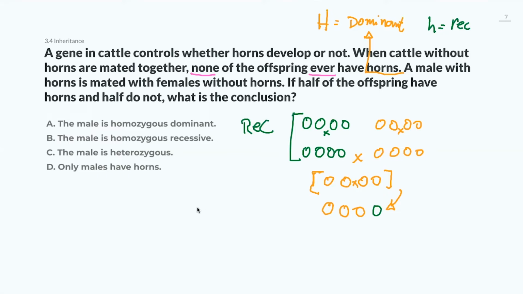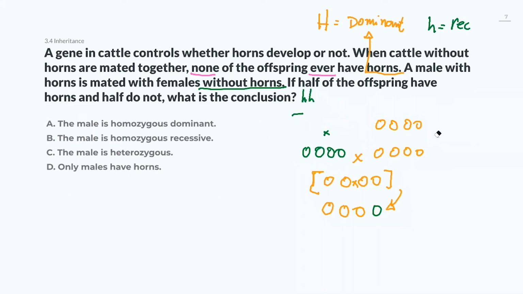All right. So a male with horns is mated with females without horns. So the females without horns, we know that they are small h, right? They are homozygous recessive because that's the only way recessives are expressed, right? They have to be homozygous. Now, a male with horns might be homozygous or heterozygous. How do you know that?